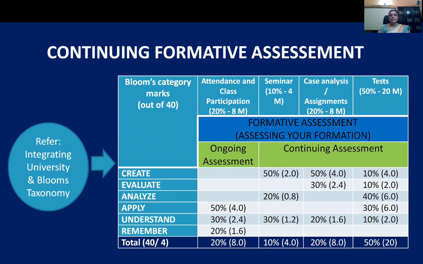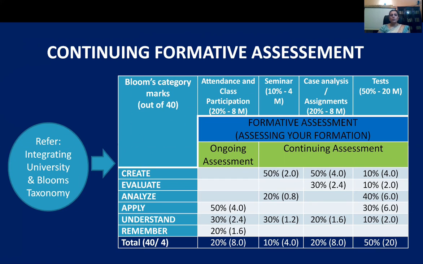This slide is the demonstration of the previous slide, showing how the university requirements have been integrated into the design of the assessment pattern. Further, other higher order cognitive dimensions are evaluated and understood as follows while integrating to the university assessment pattern.